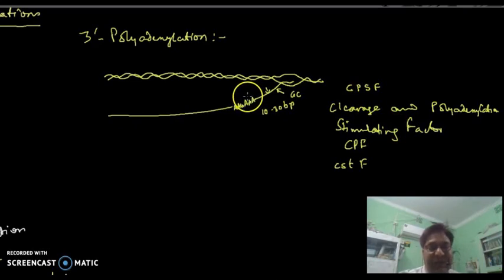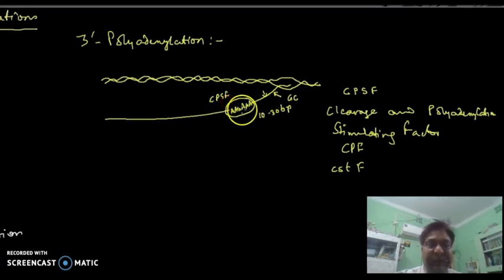CPSF, there are many proteins in CPSF. It is a complex mixture of proteins that recognize this AAUAAA sequence. So this is called CPSF. It binds to this recognition site, and then it is followed by the binding of another factor, CSTF, in this GC-rich region.